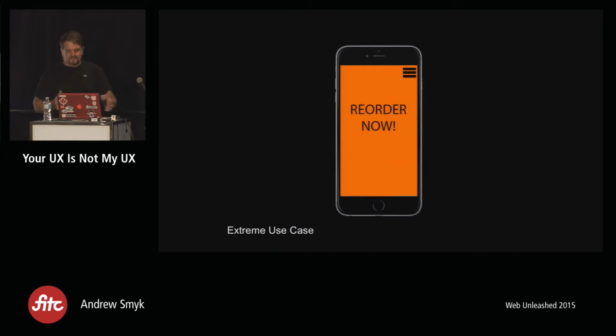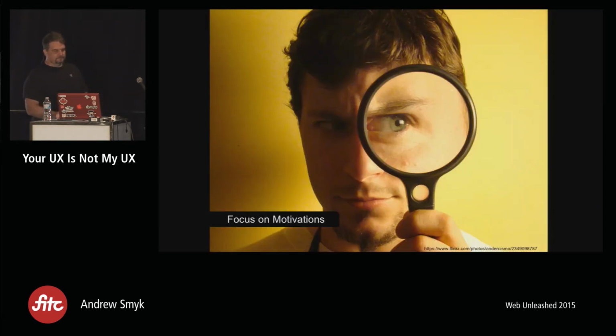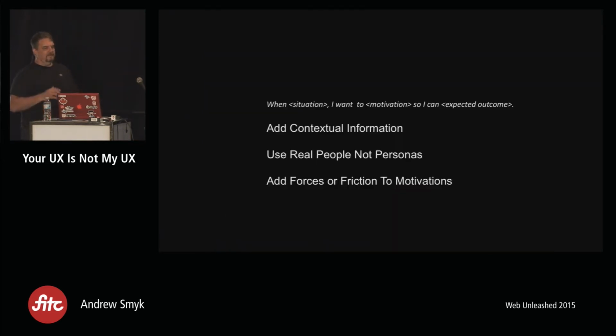And a lot of times when we design, we're asking, what does the client want? We have these user stories that give us an idea of tasks and the goals that need to be accomplished. So you want to focus on the motivations and then think about the when, why, and where. When you start doing that, you're getting a lot of contextual information into the job story. And you can now think about what situation the user is in, what their motivations are, and what they actually expect. So you add some contextual information, you talk to real people. You try to avoid using personas, because personas are starting to become a little bit too generic. And then what you want to do is add those forces and frictions to the motivations.